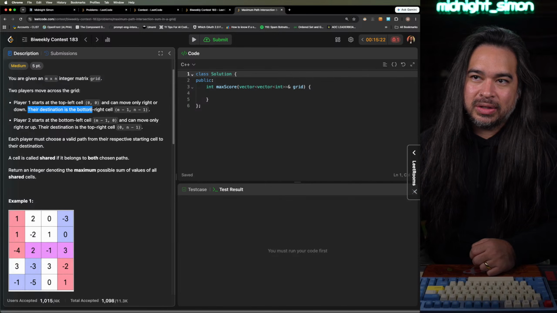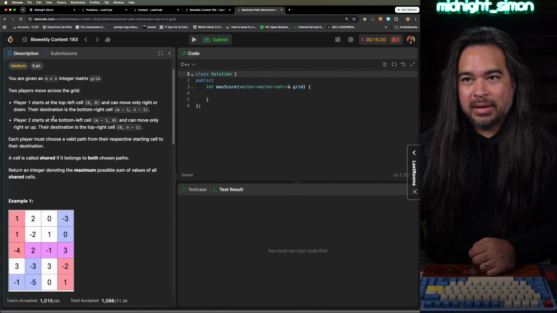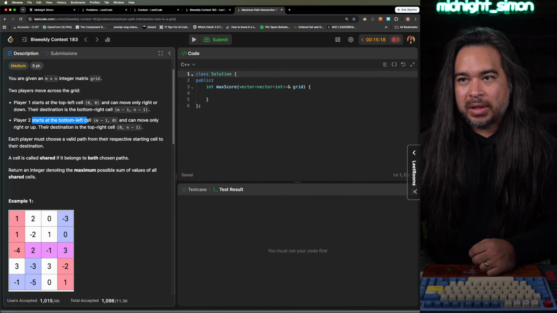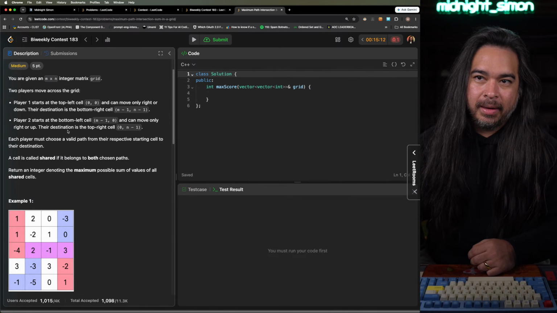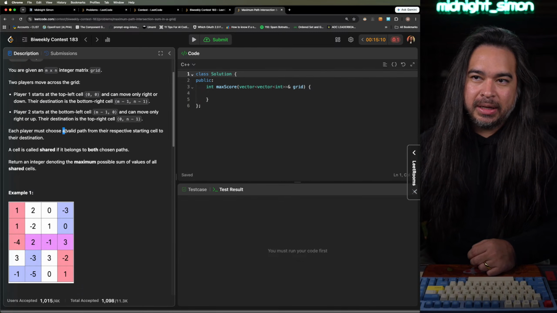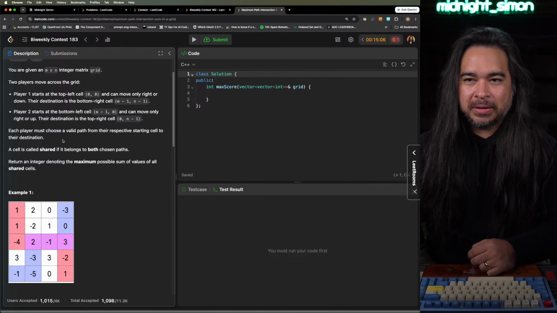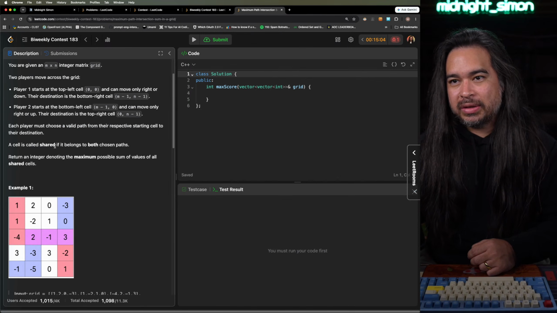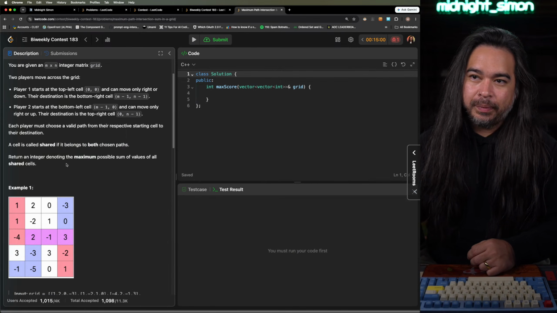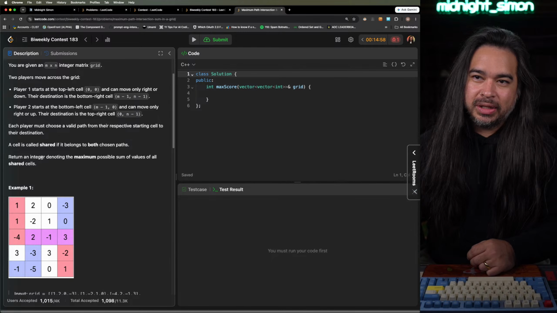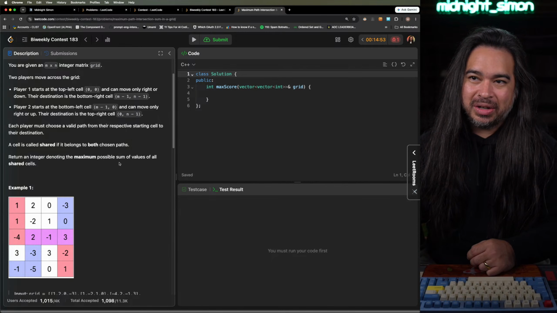Their destination is the bottom right cell. Player 2 starts in the bottom left cell and can move only up or right. Their destination is the top right cell. Each player must choose a valid path from their respective starting cell to their destination. A cell is called shared if it belongs to both chosen paths. Return an integer denoting the maximum possible sum of values of all shared cells.